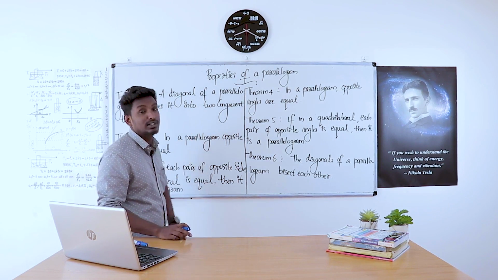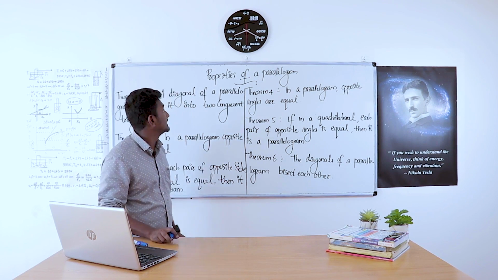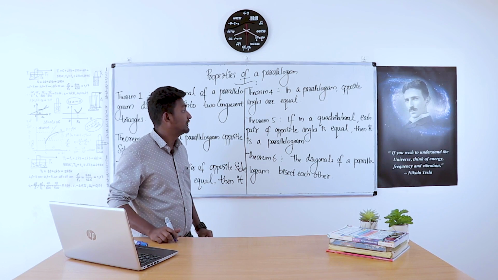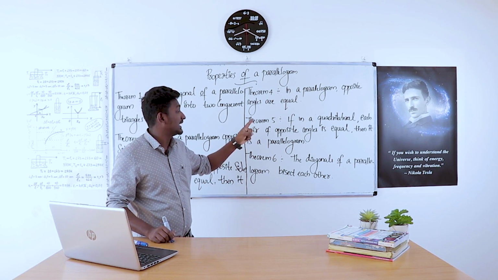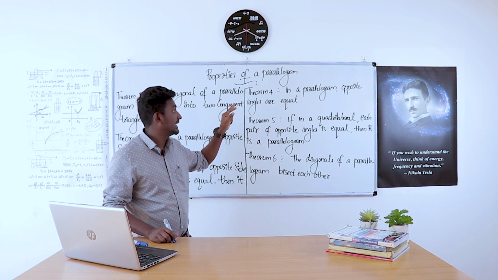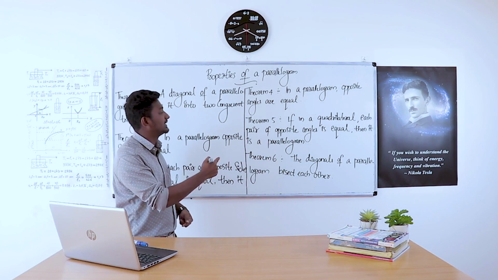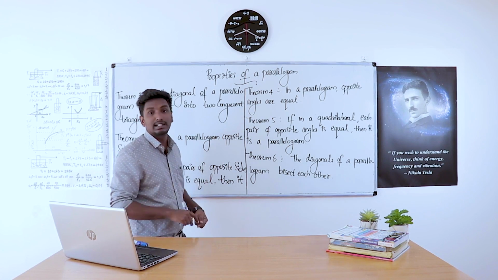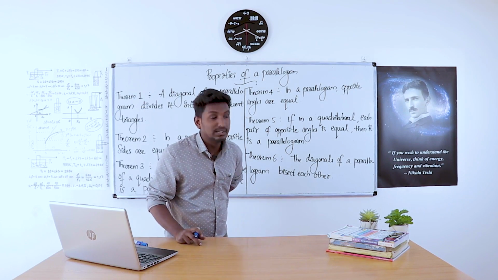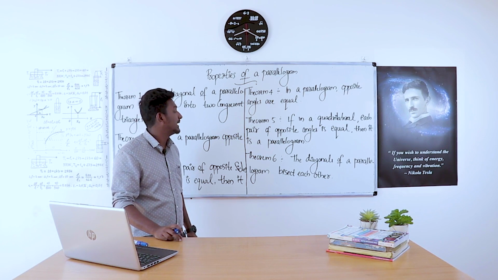And what is theorem number 4? In a parallelogram, opposite angles are equal. Then the next, theorem number 5: if in a quadrilateral each pair of opposite angles is equal, then it is a parallelogram. That means theorem 4 states that opposite angles of a parallelogram are equal. It can be stated otherwise: when we consider a quadrilateral in which each pair of opposite angles is equal, then it is a parallelogram.